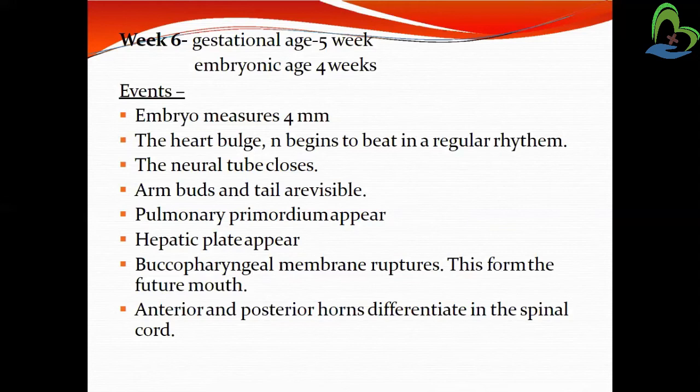Then the pulmonary primordium appears, and the hepatic plate also appears. So pulmonary and hepatic development also take place during the 6th week. Then the buccopharyngeal membrane ruptures, and this forms the future mouth. So the buccopharyngeal membrane ruptures during the 6th week, which helps in the formation of the future mouth of the baby. Then the anterior and posterior horns differentiate in the spinal cord.